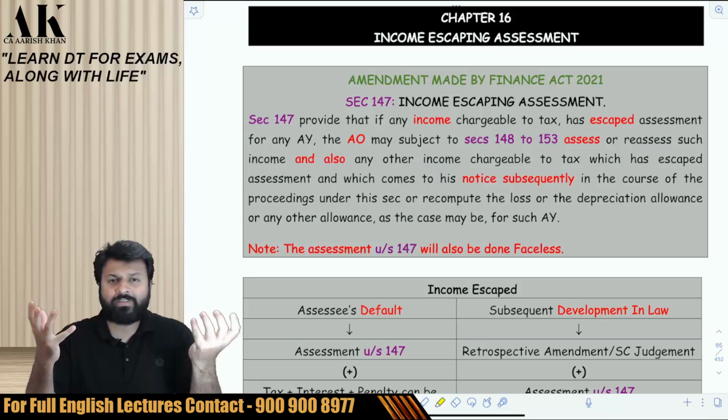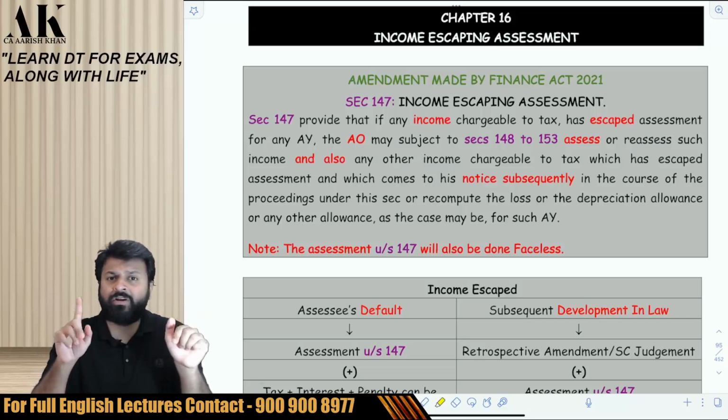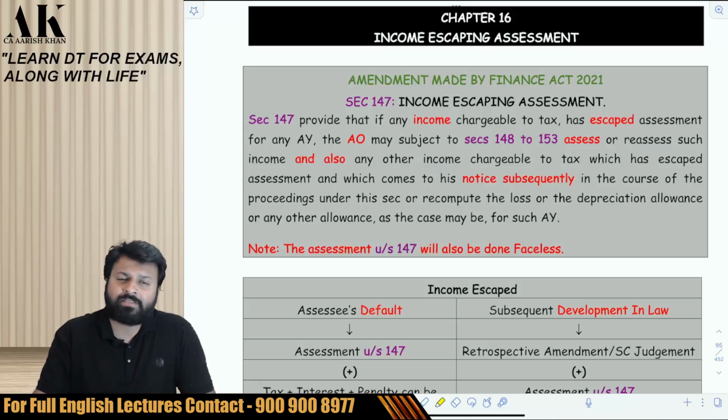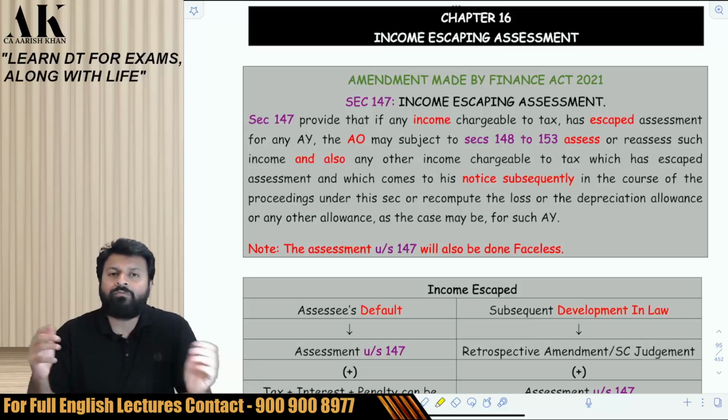Now, what is the gist of this section? The gist of this section says that the AO will do assessment under this section. Again, the assessment is done by what? The assessment is done again by the assessing officer only. Now, why will he do a 147 assessment?